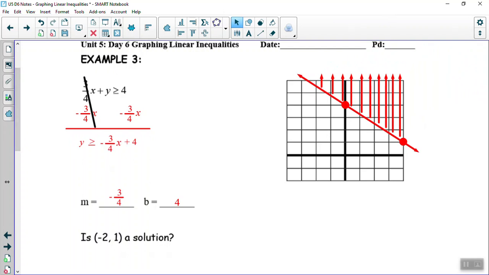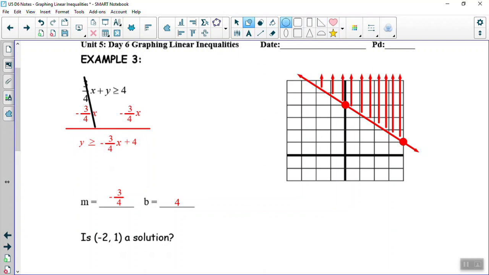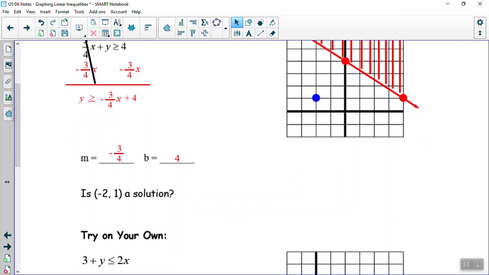So now if we want to check this point here, graph my circle, or should have that in there already. So negative 2 comma 1 falls right here. Okay, so if we want to check to see if that's a solution, it's not inside my shaded area. So we would say no, the point is not in the shaded area.